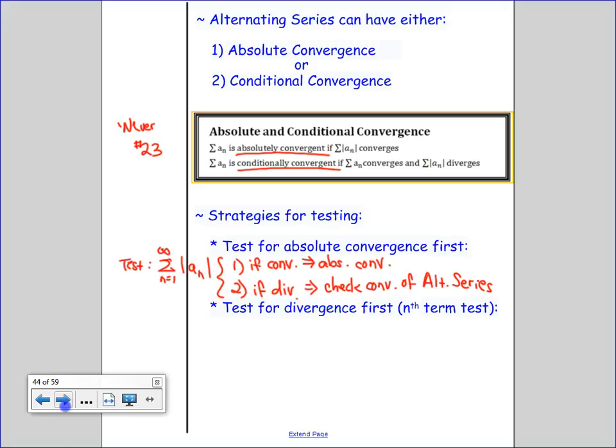Test for divergence first. Wouldn't it be simpler to do it that way? To test the absolute value. No, the other way. Oh, to test the divergence? Yeah, probably. Test for divergence first. Then test the alternating series using the alternating series test.